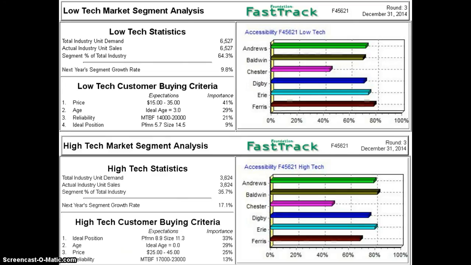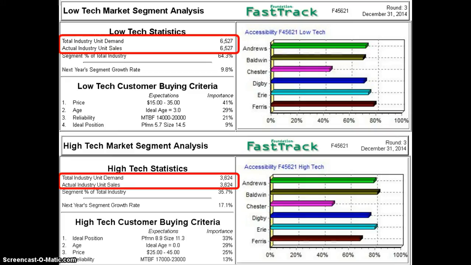And let's jump in. I'm going to compare and contrast pages 5 and 6 here. Page 5 is the low-tech market analysis in the Foundation Fast Track. Page 6 is the high-tech market analysis in the Foundation Fast Track, and there are some things that change on every one. My eye always goes to whether demand got met for that segment, and in both of these situations in round 3, supply met demand, and that's a good thing.